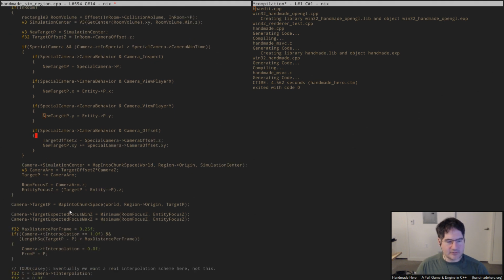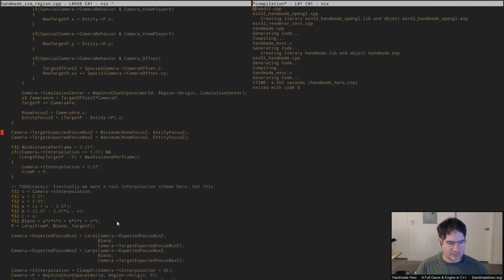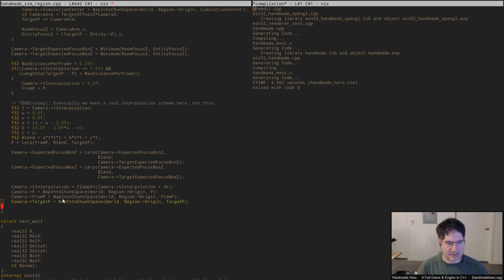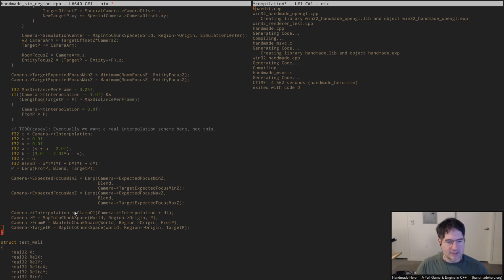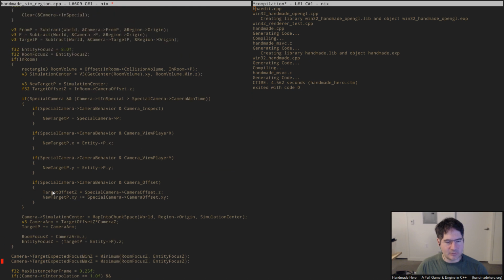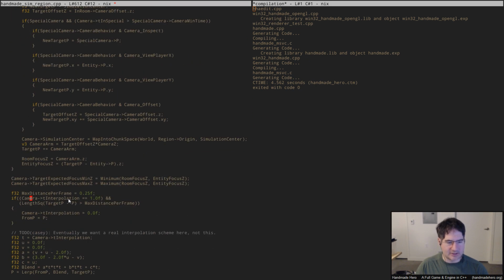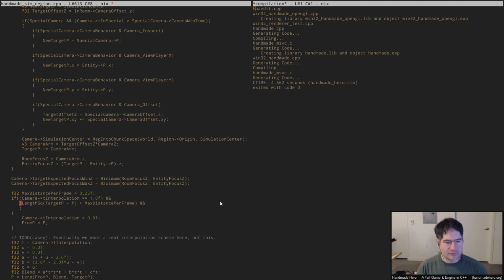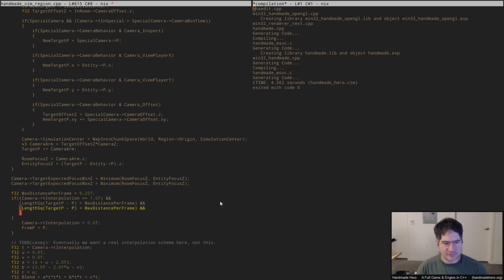So when we get our new target P, and then of course down here, we would want to map everybody back into the chunk space for storage. When we get our new target P, we now know how far each of these things moved. So we could say, if the amount that you wanted to move was greater than this, you would restart the interpolation. But also, if the target P itself moved enough, you would want to restart the interpolation. So it doesn't really matter how close they are.